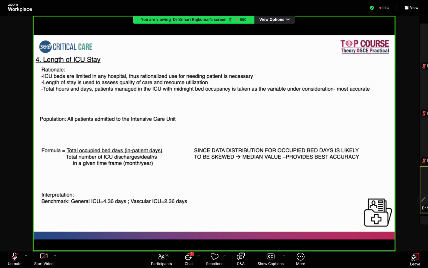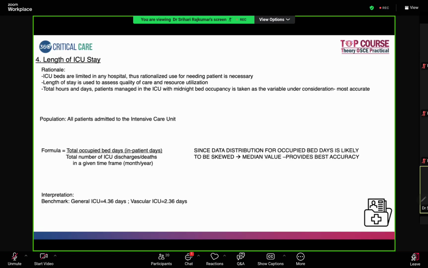So the length of ICU stay is used to assess the quality of care and the resource utilization. The total hours and days the patients are managed in ICU, with midnight bed occupancy, is taken as the variable under consideration. That is the most accurate. I'll just express this once again. Usually when you are taking the census, you need to take it from 12 a.m. The number of patients in the ICU at 12 a.m. is taken as the number of patients in the ICU. I hope all of you understand.